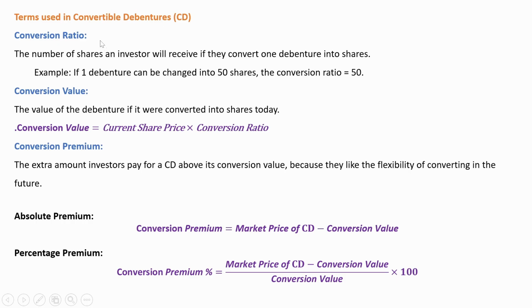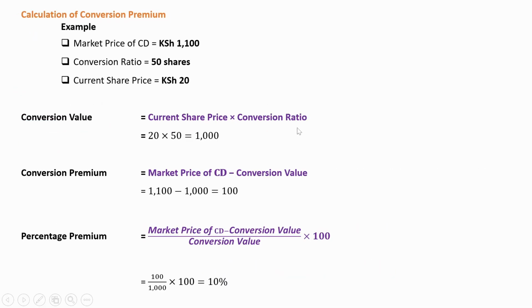So next, we want to apply those three in a question. So we have a simple example here. In this example, you are given the market price of convertible debenture is 1100 Kenya shillings. The conversion ratio is 50 shares. So this means that one debenture can be converted into 50 shares. The current share price is 20 shillings. So we want to calculate conversion value, conversion premium, the absolute amount, and the premium as a percentage.